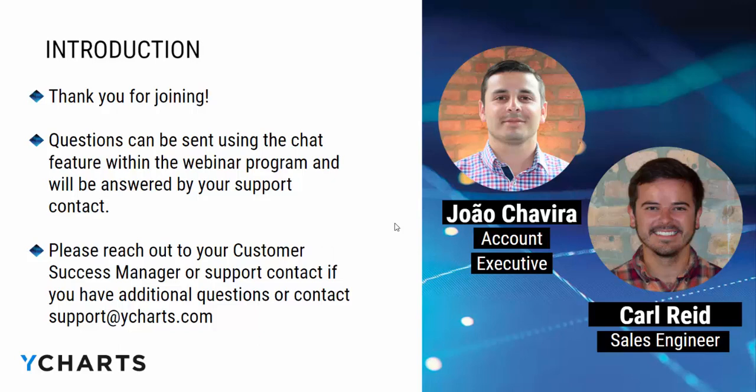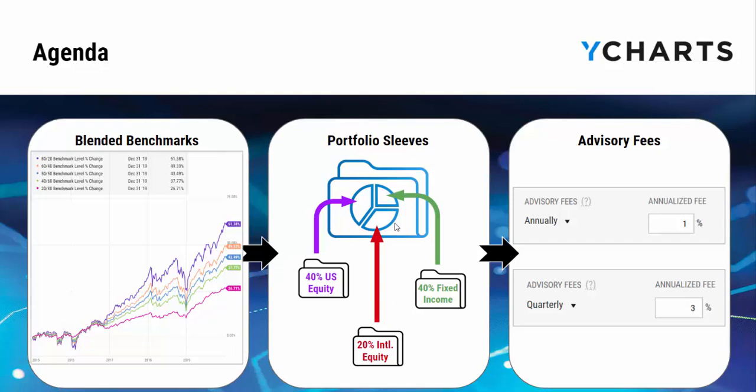As Allison briefly mentioned, today's agenda is going to include 3 awesome new features that have recently been released here at YCharts related to our model portfolio tool. Those are going to include blended benchmarks, portfolio sleeves, and advisory fees. So today, we're going to be hopping into use cases that our clients have used recently and have been adopting since their releases, and then go into how to actually build all 3 of these things in the system. So without further ado, we're going to hop right into things and head over to the YCharts website.